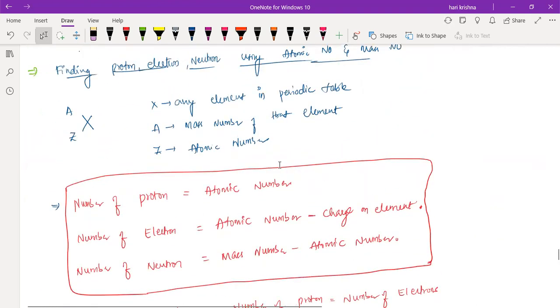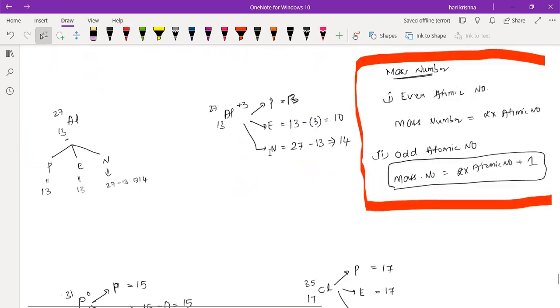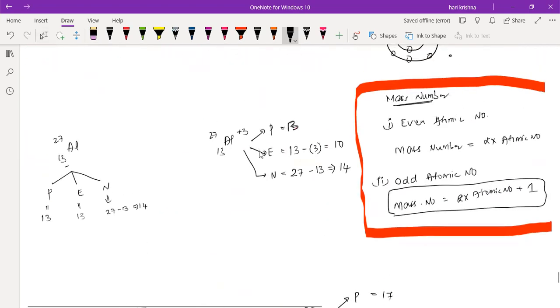What is the number of electrons? Atomic number minus charge on element, right? Yes, sir. Atomic number minus charge on element. Here, what is atomic number? Sir, 13. What is the charge on element? Plus 3, sir. Okay. If you do 13 minus of plus 3, minus into plus means minus only, right? 13 minus 3 equal to 10. Okay, clear? Yes, sir.